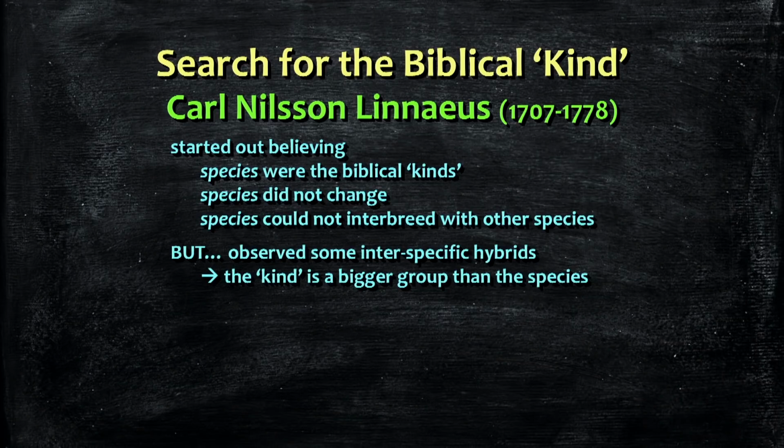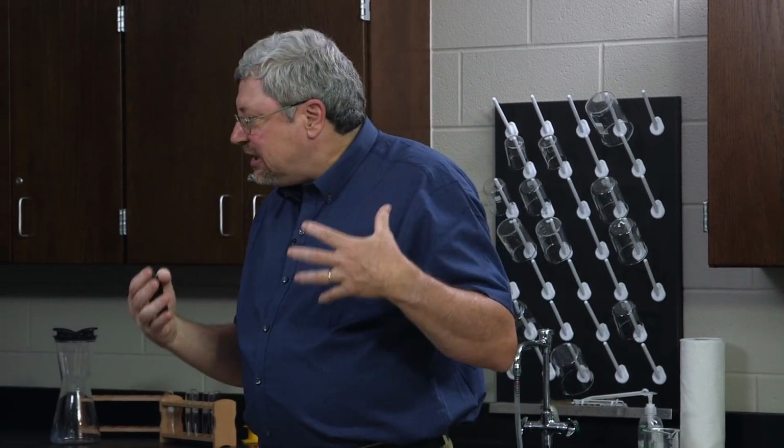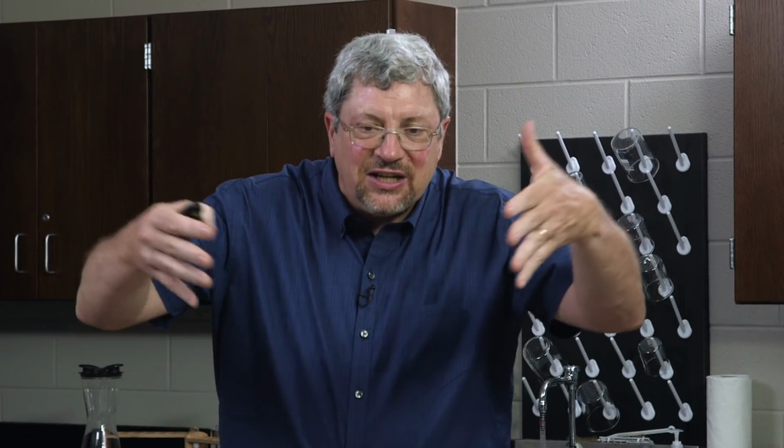However, as he collected more and more species of plants, he began to run into species that looked an awful lot like they were intermediate between two other species and were produced by those two species hybridizing. As he collected more and more data, he realized that there are more and more species of plants that really are interbreeding with other species and producing hybrids in between. And if that's the case, then it can't be that species are actually the created kinds.